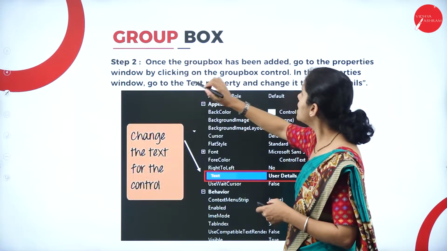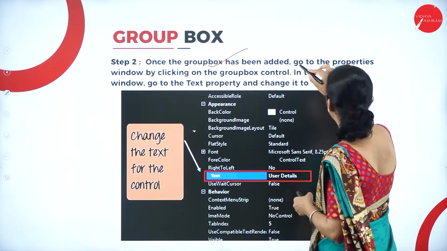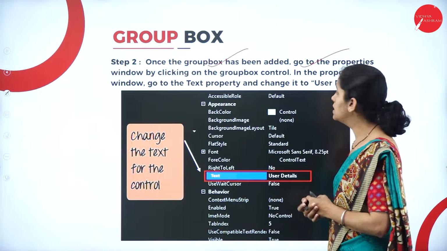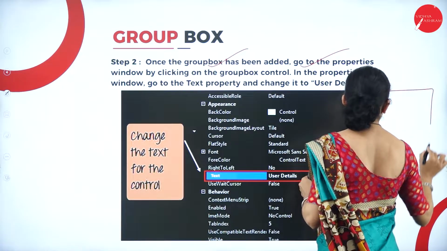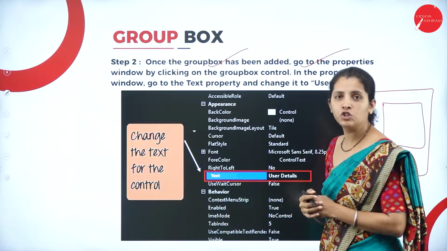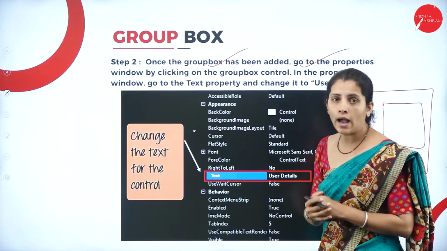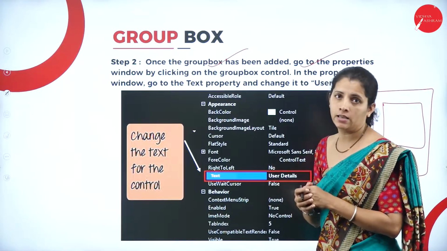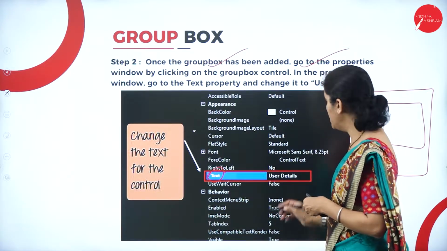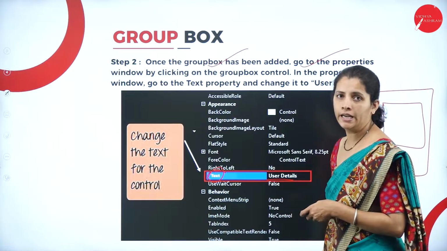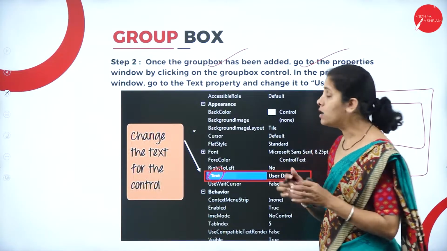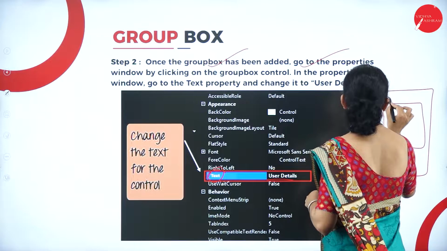Now, once the group box has been added, go to the properties by clicking the group box control. Think that this is your form, and you added a group box. Now you have to change the property. So what you have to do? You just right click, then you're going to get the property in the text field; change it to User Details. So what you have to display on the group box? That is User Details.